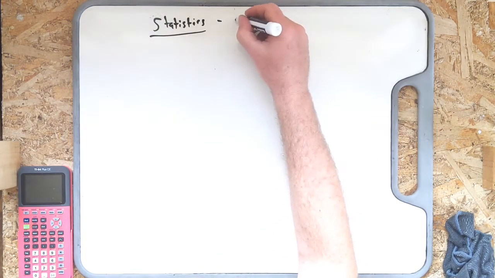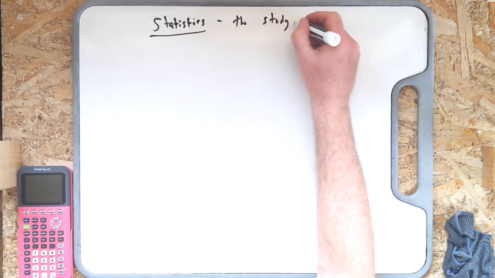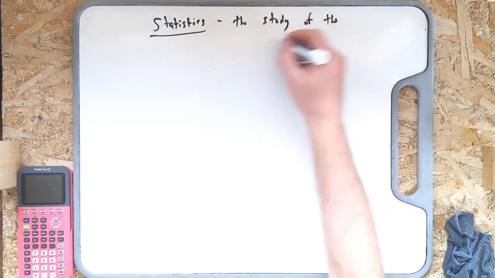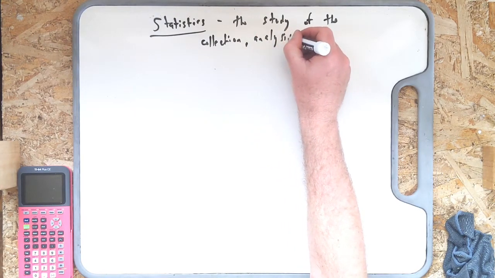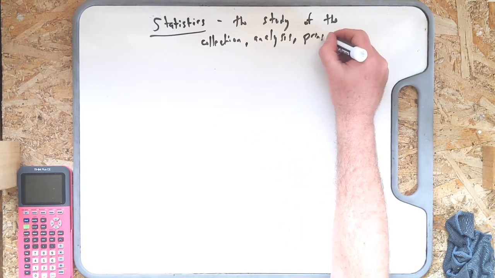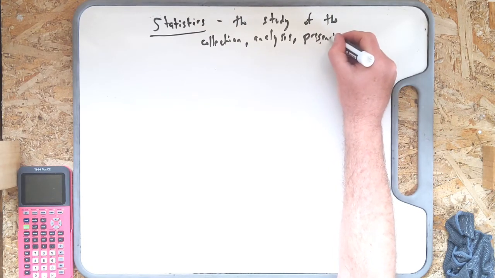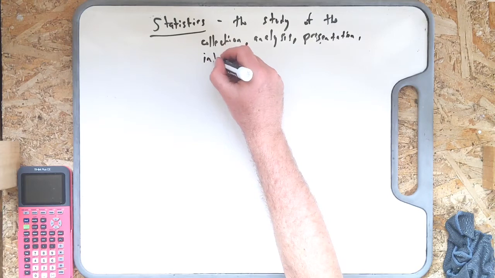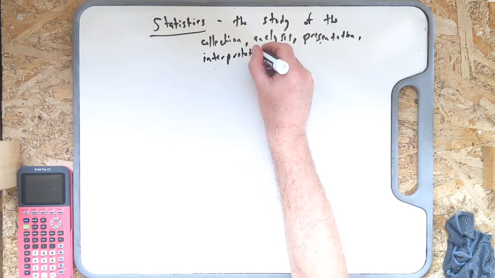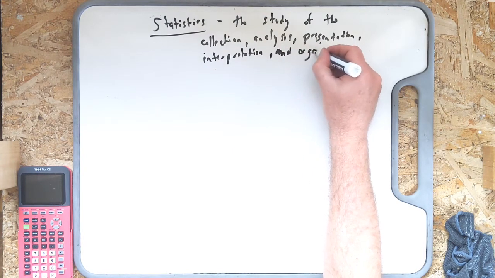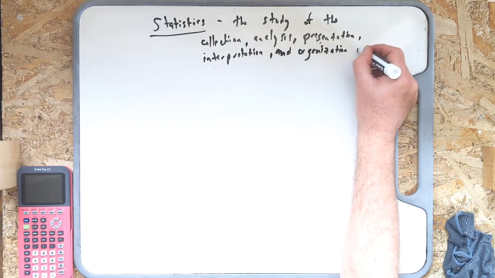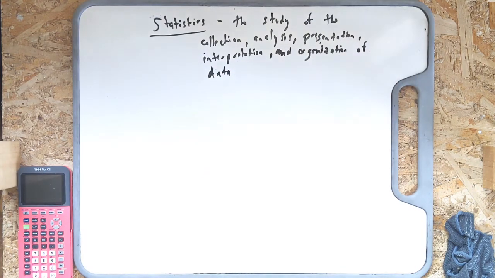Statistics is the study of the collection, analysis, presentation, interpretation, and organization of data. So think of it as the math and science of data. How do you get it, and how do you show it, and how do you use it?